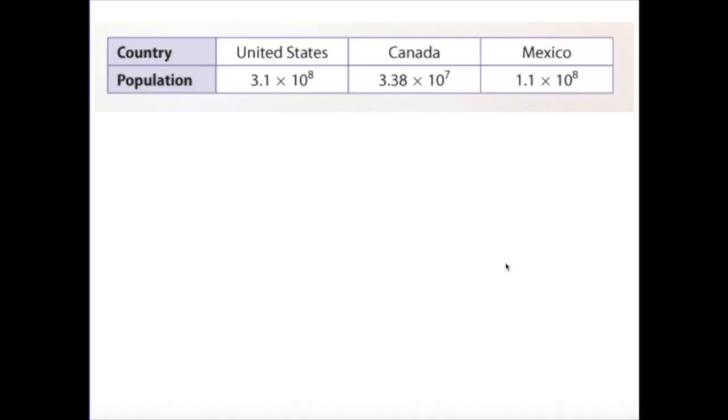Scientific notation is very, very useful in representing very large numbers as well as very small numbers. But we also need to be able to use scientific notation to compare these types of numbers. So if we were thinking, for example, about the population of the United States and the population of Canada, how are they different? What's the total population? What's the difference in the population? So we need to be able to operate with these effectively. So let's talk about how to do that.